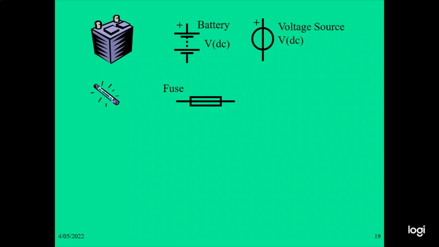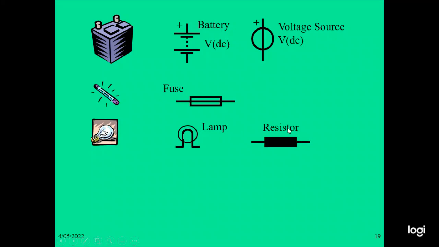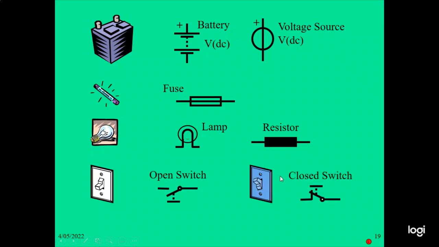We can represent this as a light. Light you can represent this way. This is also the resistor. This is the switch, which you can represent as an open switch or a closed switch. So these are the symbols of the components of the electrical circuit.